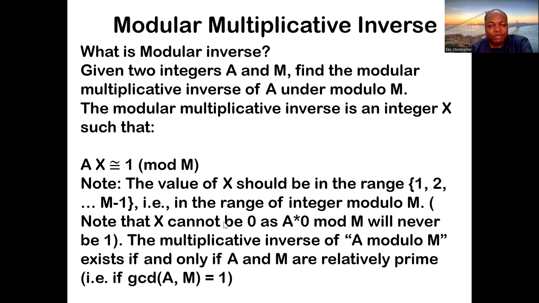Note that x cannot be 0, as a multiplied by 0 mod m will never be 1. So the multiplicative inverse of a modulo m exists if and only if a and m are relatively prime. That is, if the GCD, the greatest common divisor of a and m, equals 1. GCD stands for greatest common divisor.